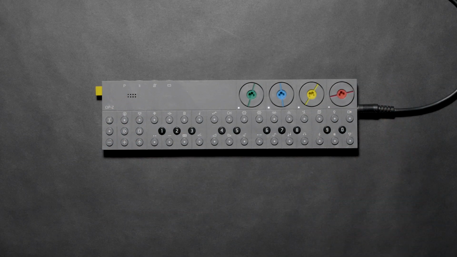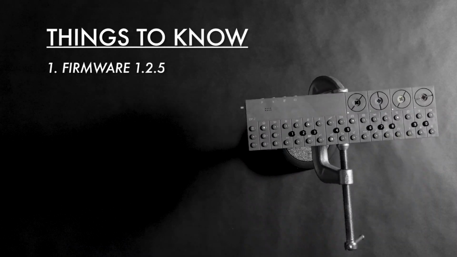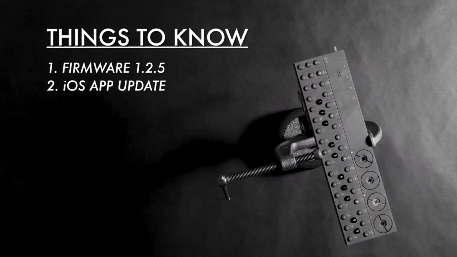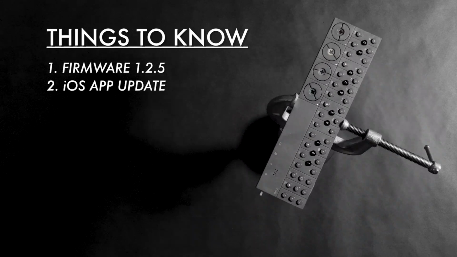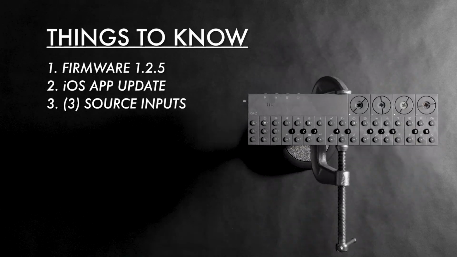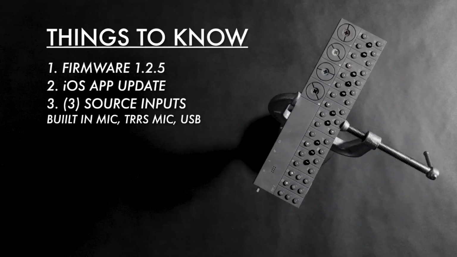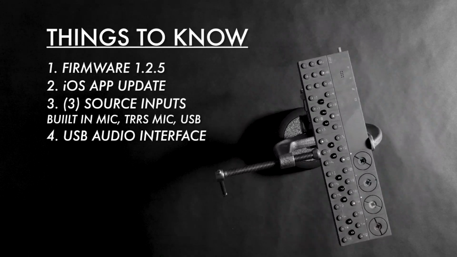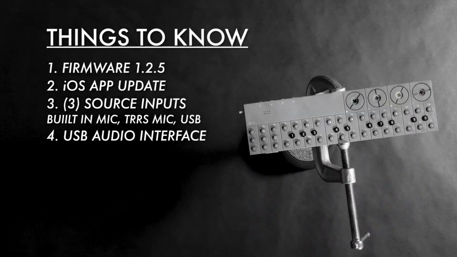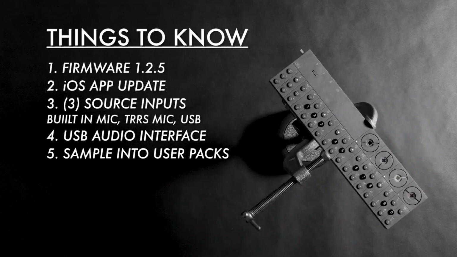First, there are a few things to know. 1. The sampling feature was added to firmware release 1.2.5 in July of 2019. 2. The iOS app was updated to correspond with this release. 3. The OPZ can sample from 3 sources: the built-in mic, the TRRS mic input, or over USB audio. 4. The OPZ now acts as a 2-channel audio interface over USB. 5. Recorded samples are stored in user-created sample packs.